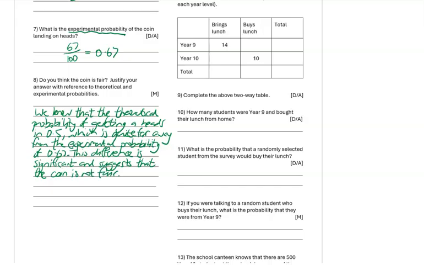So just to recap that, if you talked about the 0.5 and the 0.67 and then made a clear statement that it's not fair because of that difference, that was what you're going to do to get that merit mark.